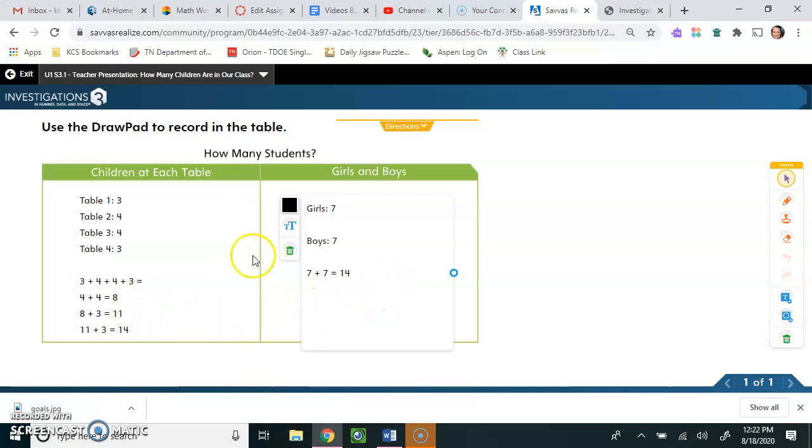So it seems to me that it doesn't matter whether you add them by table or by boys and girls, we still have 14 students in our class.